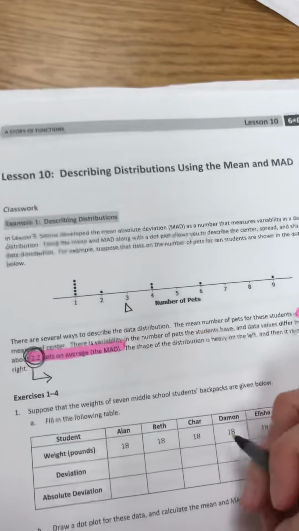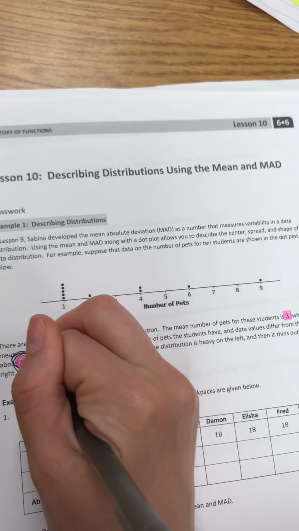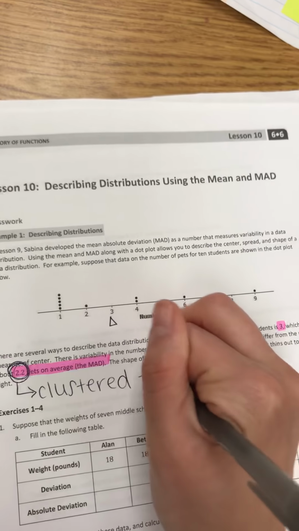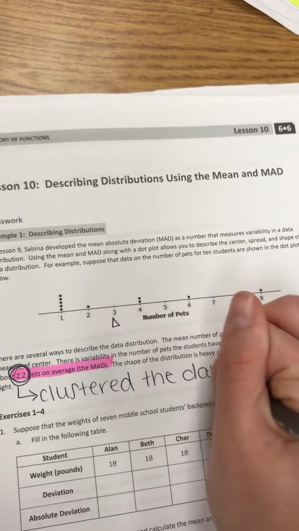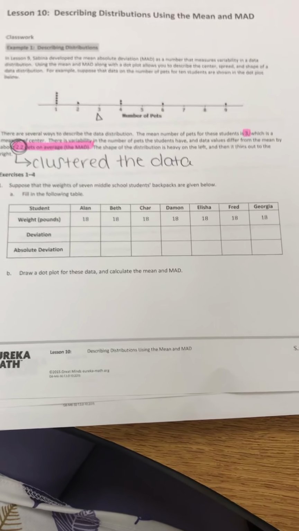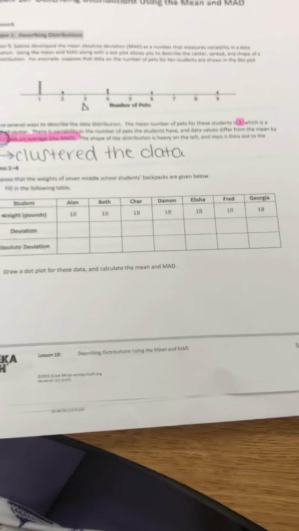The smaller the MAD, the more clustered the data, and the lower the variability. So now I'm going to walk you through how to describe this data. So it says, suppose that the weights of 7 middle school students' backpacks are given below. Fill in the following table.